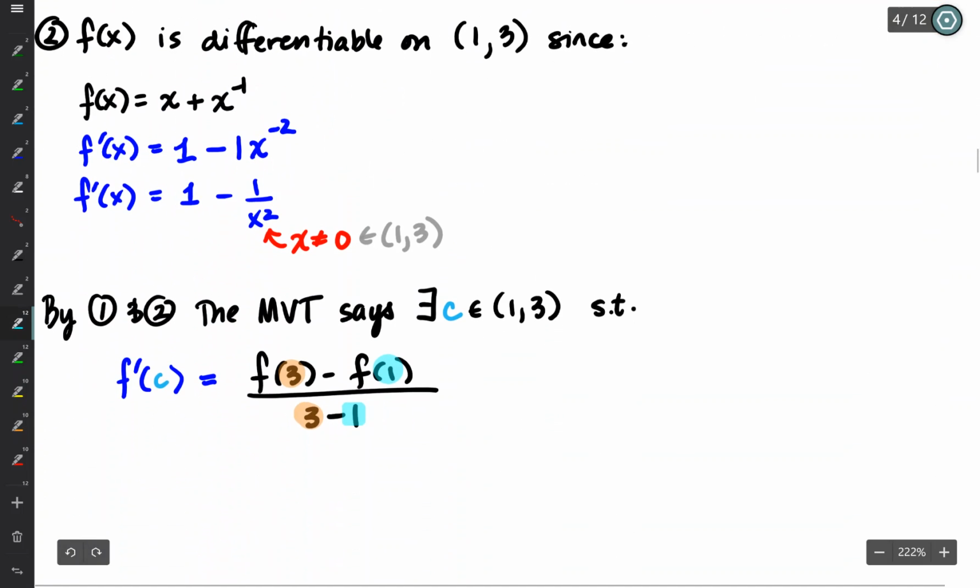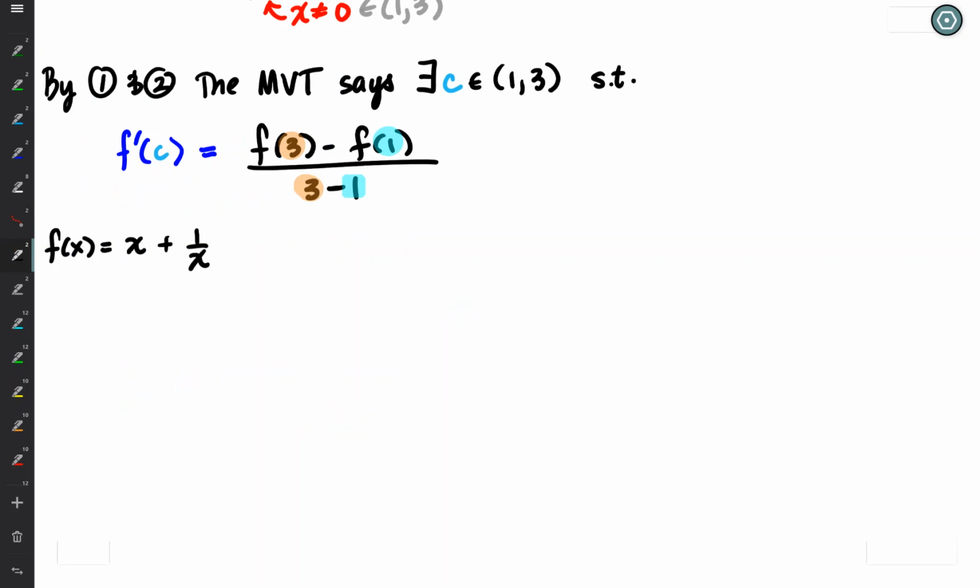Okay, so what we want to do is go ahead and find f of 3, f of 1, calculate the slope of the secant line. We know what the derivative is. We're going to set the derivative equal to this number and solve for the c that makes that a true statement, and we'll verify that that c lives, and maybe there's more than one, but verify that there's at least one c in between 1 and 3.